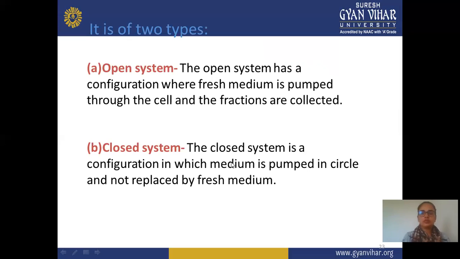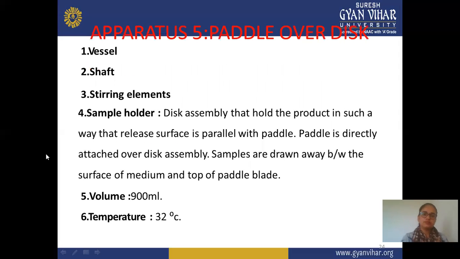And next is the closed system. The closed system is to maintain the same condition, but in the open system you continuously replace the solution, so it is easy to add fresh medium in the open system. In the closed system, the configuration is closed, so you do not replace the medium in that equipment. So it is difficult to replace the fresh medium. It is closed in type. So these are the two types for this apparatus.